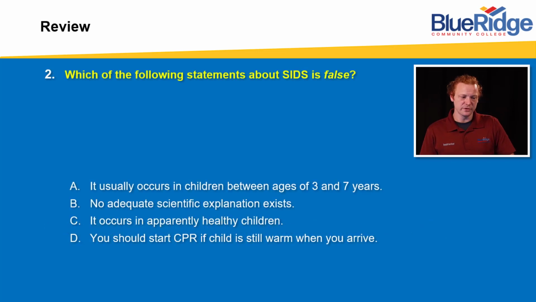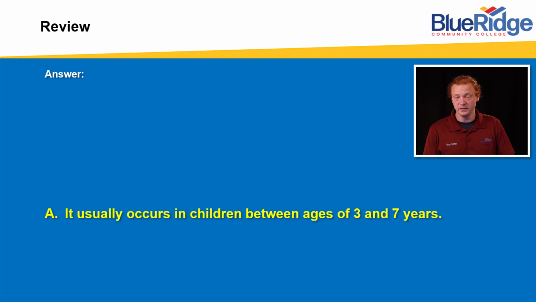Next question, which of the following statements about SIDS is false? Is it A, it usually occurs in children between ages of 3 and 7 years; B, no adequate scientific explanation exists; C, it occurs in apparently healthy children; or D, you should start CPR in a child if the child is still warm when you arrive. The correct answer is A. It usually occurs in children between ages of 3 and 7 years old. That is false because it's 3 and 7 months.